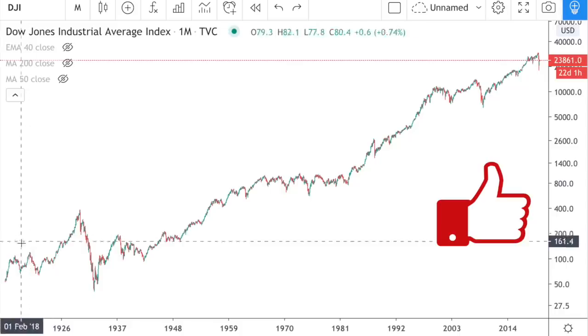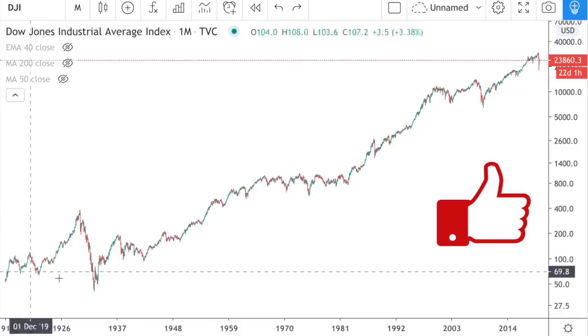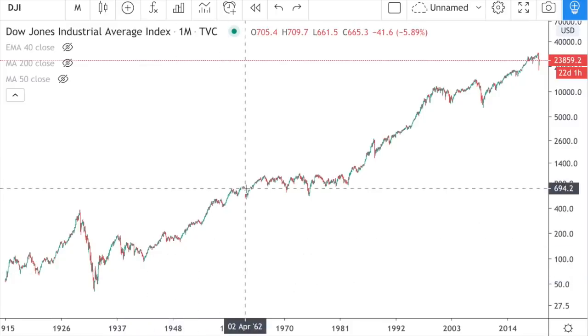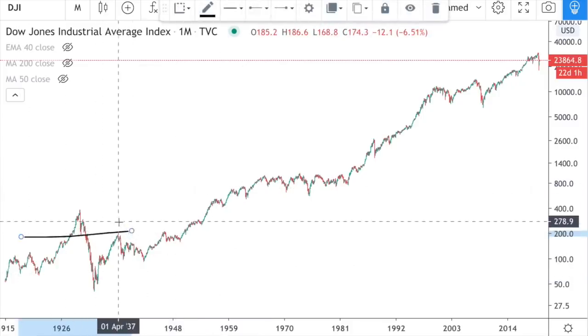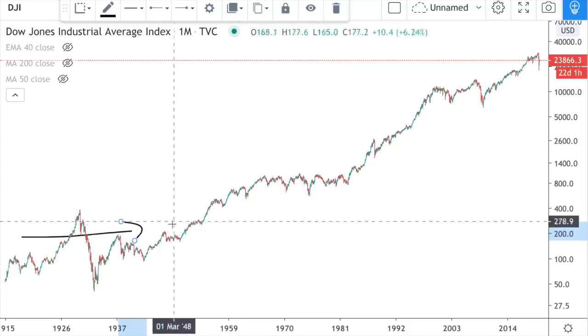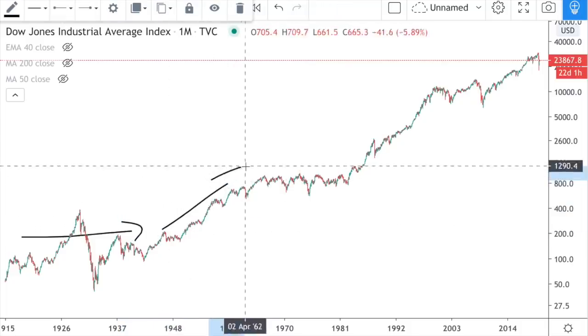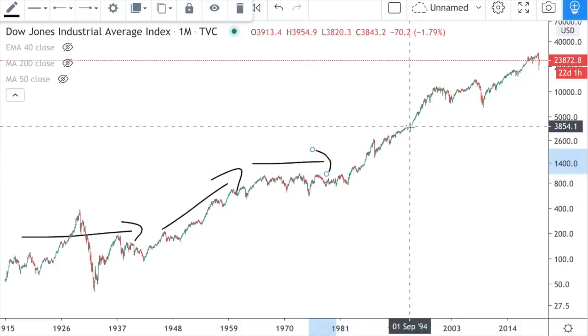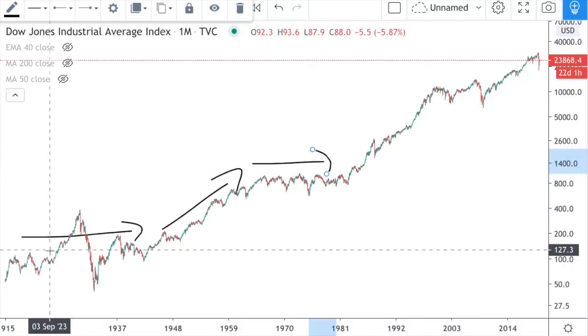And you can see we have periods of economic stagnation, and we have periods of bull markets and economic prosperity. And this is the nature of the stock market. It goes sideways or down for a while, and then it goes up. It starts a new bull market, and then sideways again, and so on. And this is how it's been for the past 100 years.